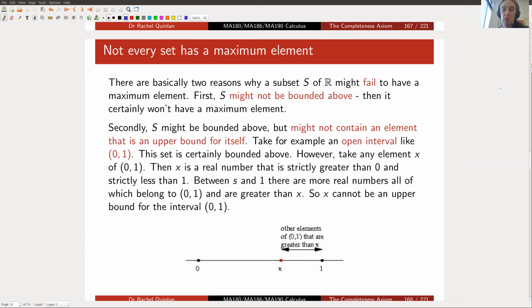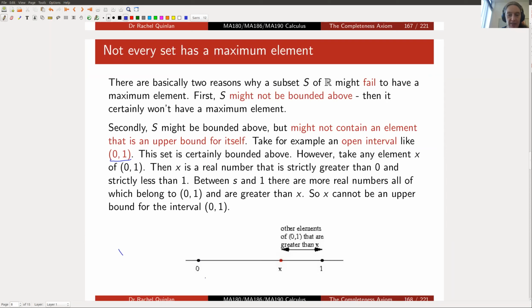And the second reason, which is a bit more interesting, is the set might be bounded above, but it might not contain an element that's an upper bound for itself. So it might not have a rightmost element, if you like. Here, if we take the open interval (0, 1), which is usually the go-to example for this phenomenon, although there are plenty of them, then this set is definitely bounded above because there's nothing in it that's greater than 1. So this is the set of points on the number line that are strictly between 0 and 1.